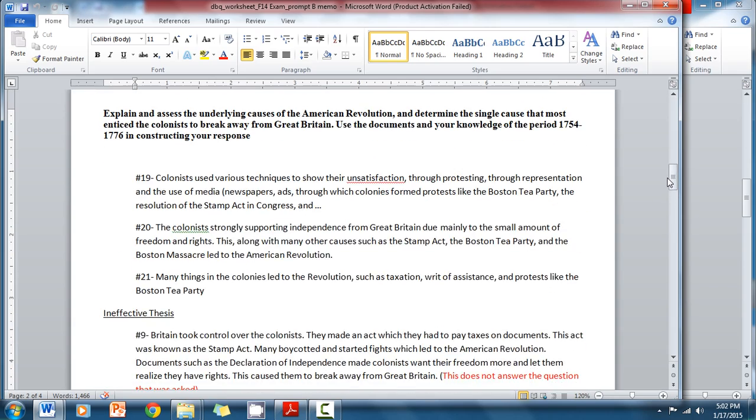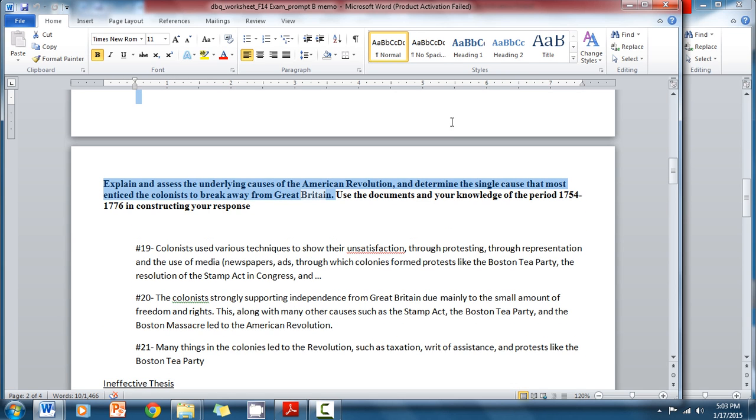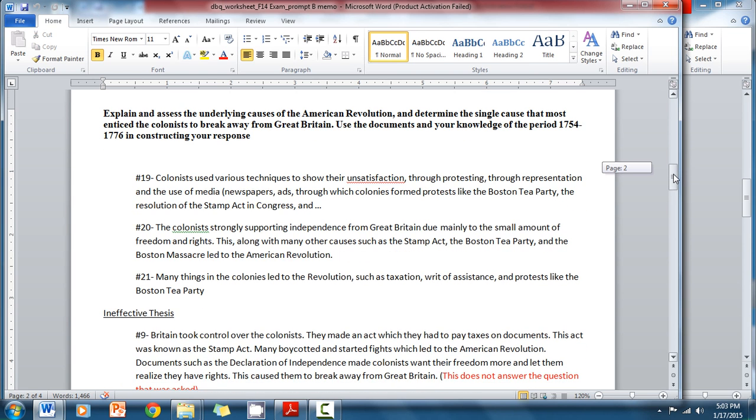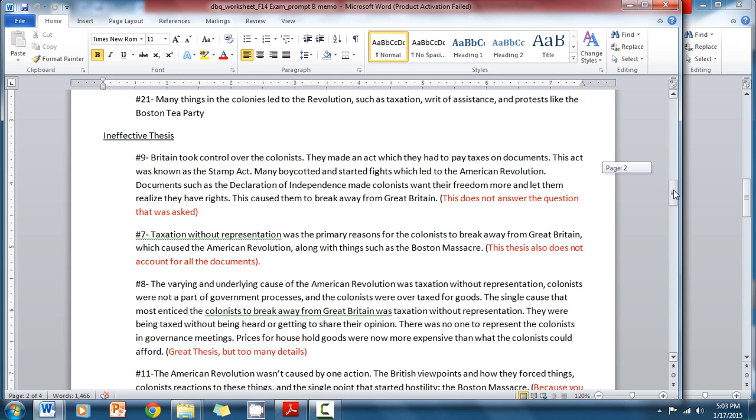Let's just for a minute readdress the prompt. Explain and assess the underlying causes of the American Revolution and determine the single cause that most enticed the colonists to break away from Great Britain. So we know that this is asking us two different questions. What are the causes of the revolution? And then which single cause was most enticing? And so that should be evident in the thesis statement, the answer to both of those questions.